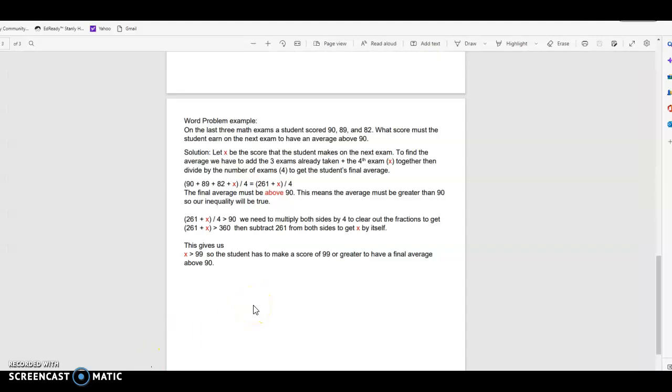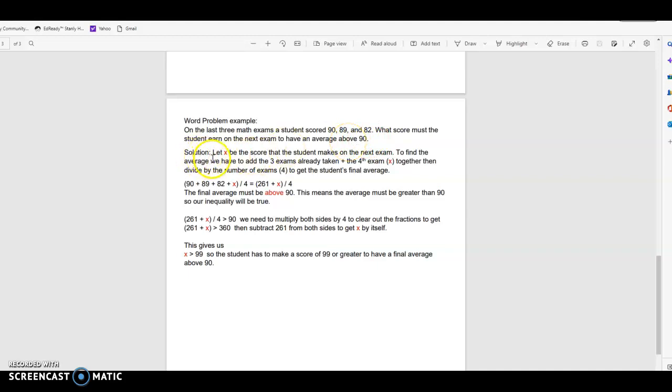Here's another word problem that I've got set up. We're going to decide whether it's an equation or an inequality once we start reading the whole problem. It says on the last 3 math exams, the student scored 90, 89, and 82. What score must the student earn on the next exam to have an average above 90? So above 90 means it's got to be greater than 90. It can't be 90 because we want above.